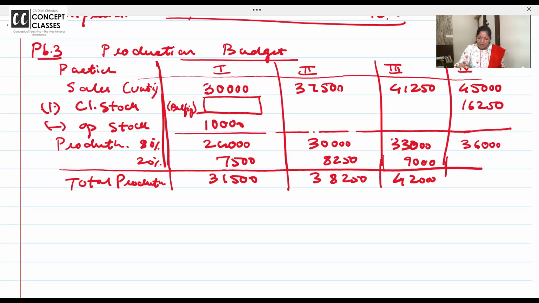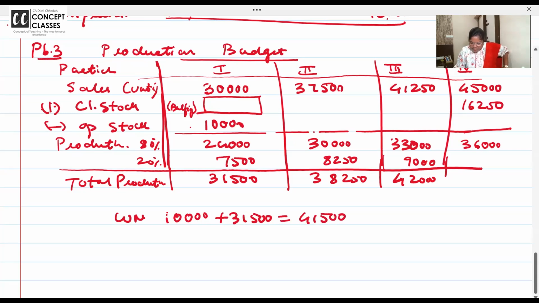How many units opening was there? 10,000. How many units you have produced? 31,500. 10,000 was opening stock. If you want, I am writing here. Working. 31,500 और produce किए. कितने हो गए? 41,500. Out of that 30,000 sold. So what's your closing stock? 11,500. Next month it will become opening.